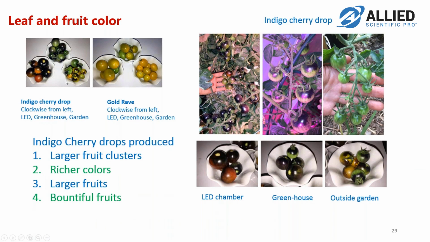Now let's look at the leaf and fruit color. These are from the three different environments. Clockwise from left is the LED, greenhouse, and garden. And for gold, this is for Indigo Cherry Drop. Gold Rush, also you can see from LED, greenhouse, and outside garden. This is before the harvest, this is after the harvest. One can see that the LED chamber produced larger fruit clusters, with richer colors, larger fruits, and also more bountiful fruits. The fruit clusters are here, and the sizes are also bigger and they're richer in color.